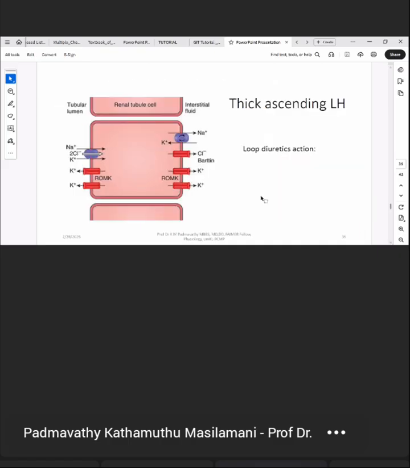So what's special about the thick ascending limb? In the thick ascending limb, there is a special transporter that is called 1 sodium, 1 potassium, and 2 chloride. This co-transporter, present in the thick ascending limb of Henle, is the 1 sodium, 1 potassium, and 2 chloride pump that will cause reabsorption of sodium and chloride from the tubular lumen into the interstitial fluid. So just remember 1 sodium, 1 potassium, 2 chloride is present in the thick ascending loop of Henle.